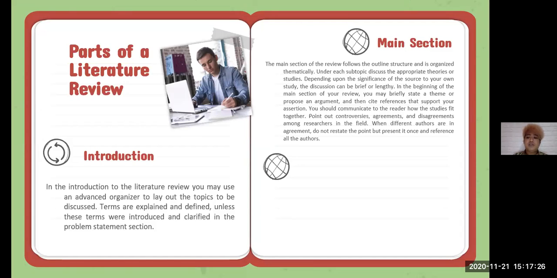You should communicate to the reader how the studies fit together or how they are related to each other, how this study relates to the other, what makes a difference. You know, spot the weaknesses and strengths of these studies. Point out controversies, agreements, and disagreements among researchers. So some school of thought believe that. However, there are new budding scholars that say otherwise. When different authors are in agreement, do not restate the point but present it once and cite all the authors.